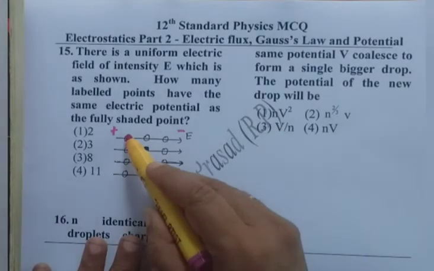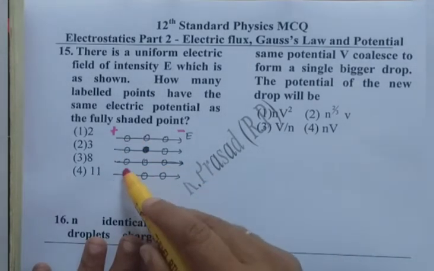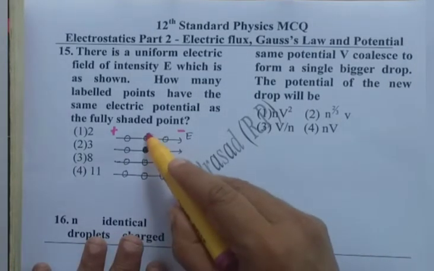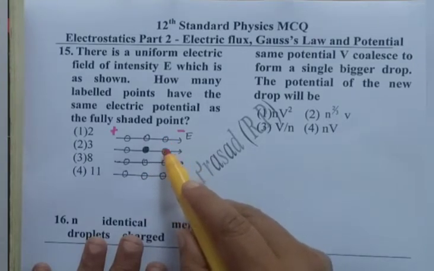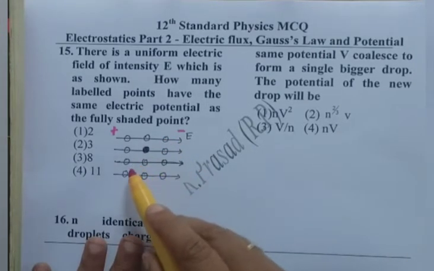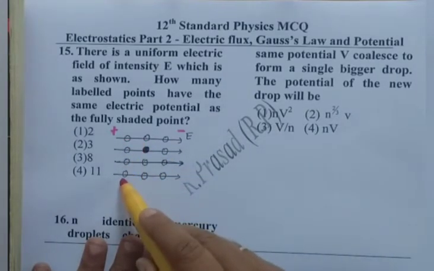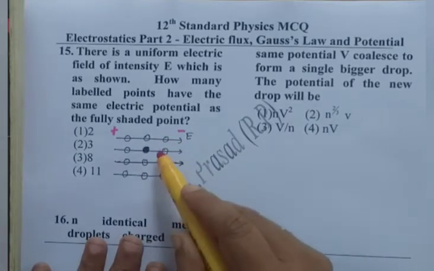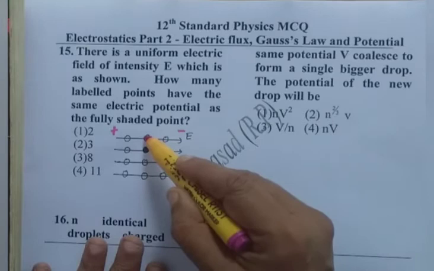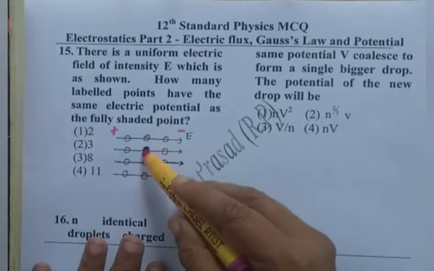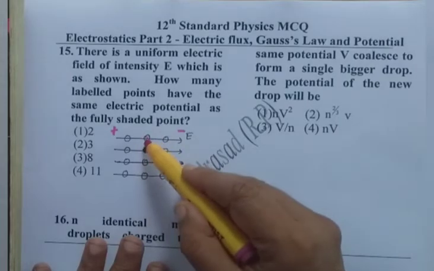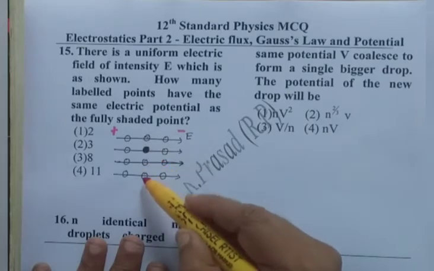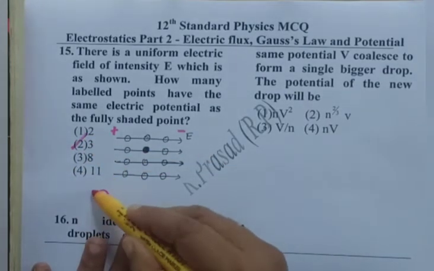Here the first row has the same potential as they are in the same line. In the second row, all circles have the same potential, and the third row also has the same potential, but the potential of the first row of circles is different from the second row and third row. Therefore, in the middle row where the fully shaded circle is, all those 3 open circles must also have the same potential. Therefore, there are 3 more points. Therefore, option 2 is right.